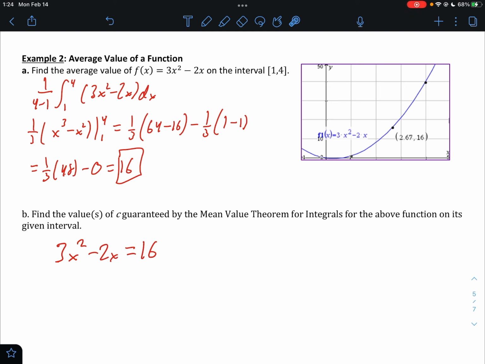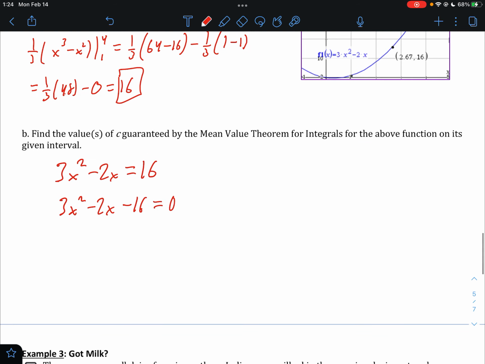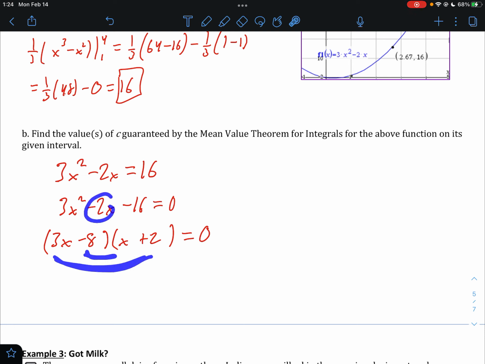So if we solve this using our algebra skills, now you can factor this, or if you don't feel confident in factoring, you could always use the quadratic formula, but it does factor nicely. 3x and x would give you 3x squared. For 16, it could be 1 and 16, 2 and 8, or 4 and 4. After a little guess and check, you would get here, because this would give you positive 6 and negative 8, which is negative 2.